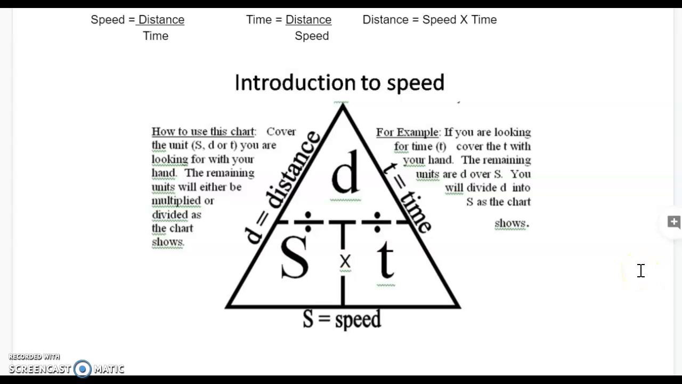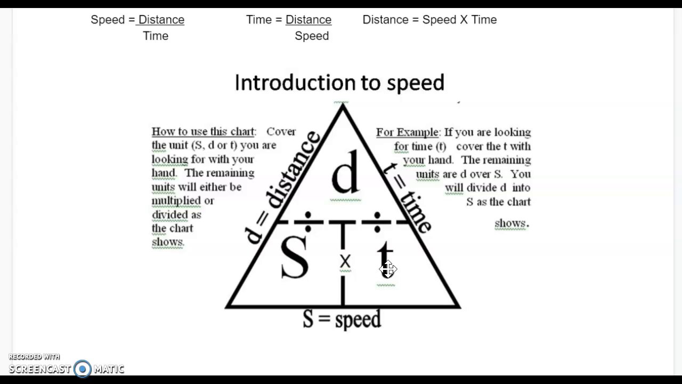The way this works is if you create a triangle like this with a multiplication sign in the bottom and two division signs in the middle, you can cover each of these letters to get the formula to solve for that letter. So we know that speed equals distance divided by time. If I covered speed, I would be left with distance over time, and there's our little division sign. If I wanted to find time, I would cover that and be left with distance divided by speed. Finally, if I covered distance, I would be left with speed times time.